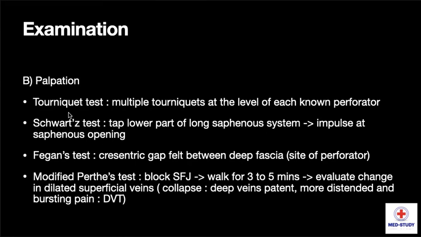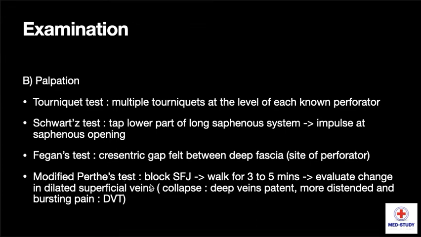Then coming to tourniquet test, we have to tie multiple tourniquets at the level of each known perforator, one above and one below. Then coming to Schwartz test, we have to tap the lower part of long saphenous system, and if the test is positive, impulse is felt at saphenous opening. Then Fagan's test, we can feel crescentric gap between the deep fascia at the site of perforator.